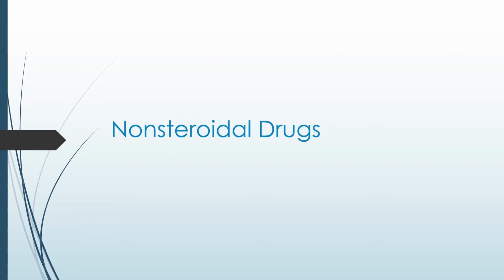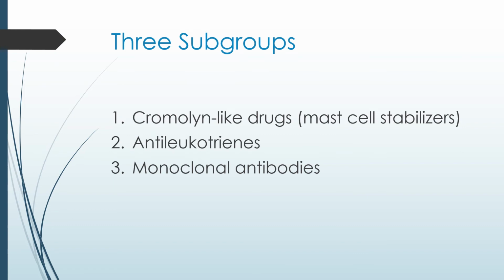All right, so now we're going to talk about non-steroidal drugs. There are 3 subgroups of non-steroidal drugs. There's cromolyn-like drugs, so these are mast cell stabilizers. Like, hey, that's the name of the game for this lecture, mast cells, right? So these mast cell stabilizers will prevent mast cell destabilization and therefore hopefully help prevent that bronchospasm from either happening or make it not nearly as severe.